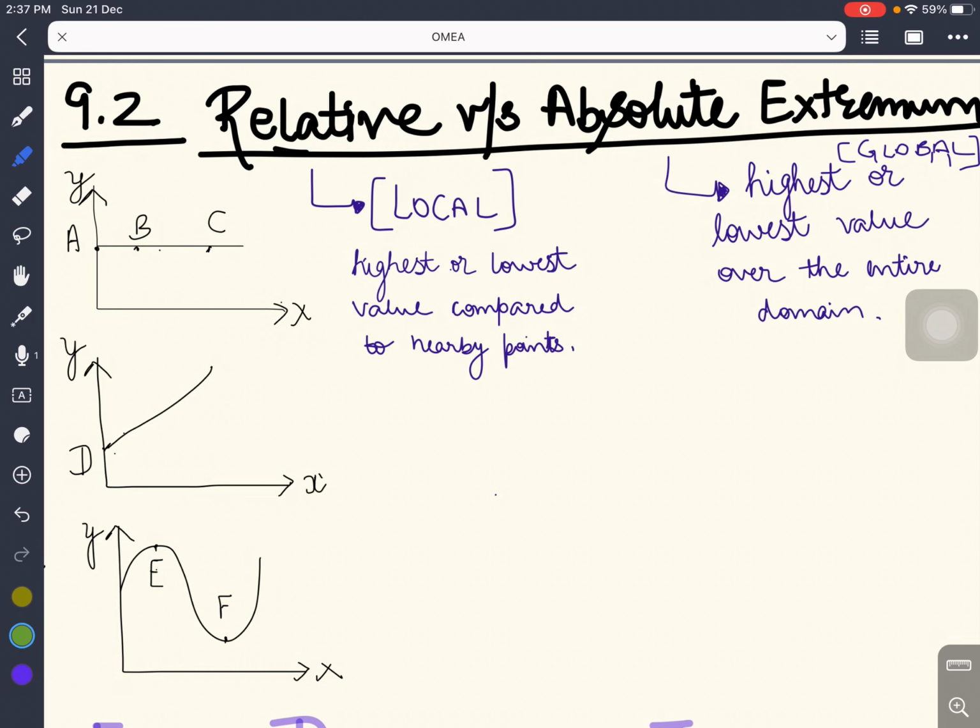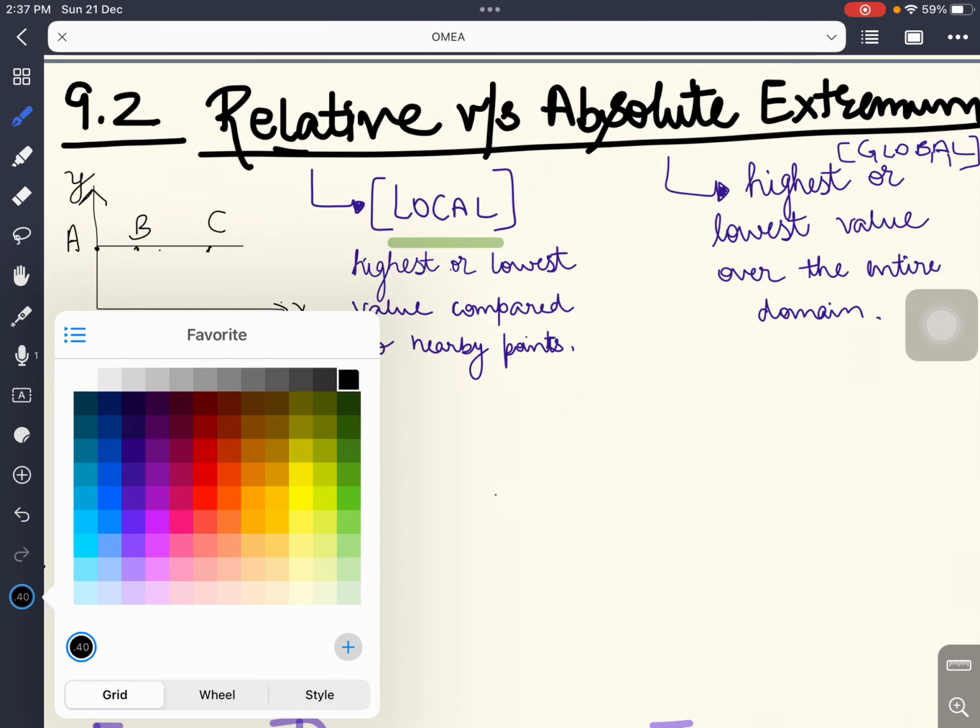Now let's look at another topic before we go on to do some examples. Let's understand what we mean by relative and absolute extremum. Section 9.2 explains the distinction between relative and absolute extremum, and this should be clear to each one of you. The first is the relative or local extremum, which is the highest or the lowest value compared to nearby points.